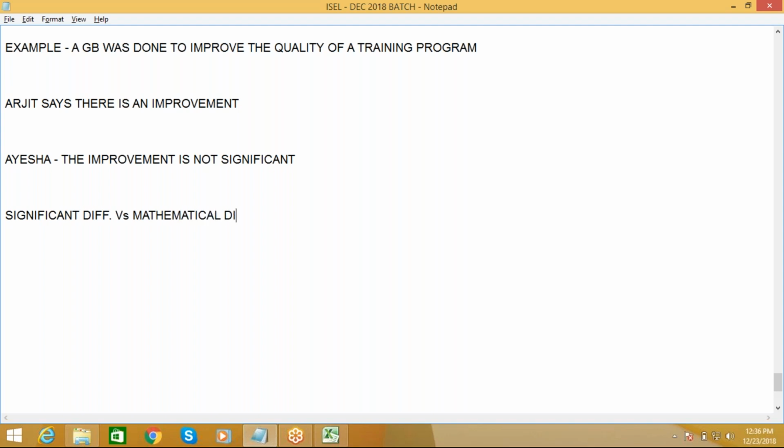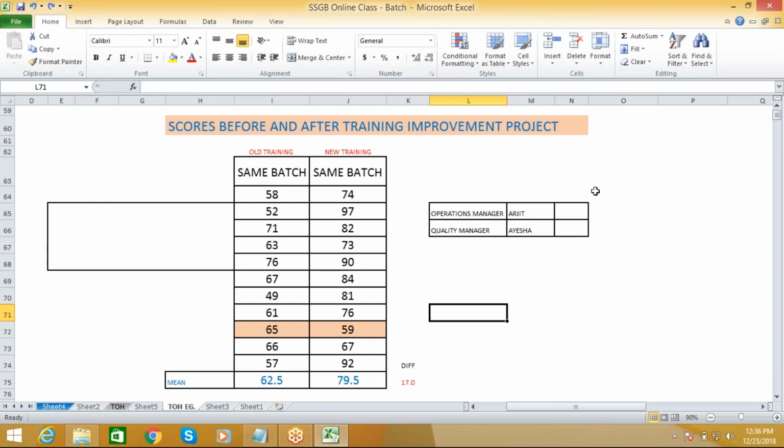Okay, next. Before going into the test of hypothesis, since Arjit and I are continuing with our argument, we are not closing the project over here. So shortly what we are going to be doing is putting this data in and doing a test of hypothesis.